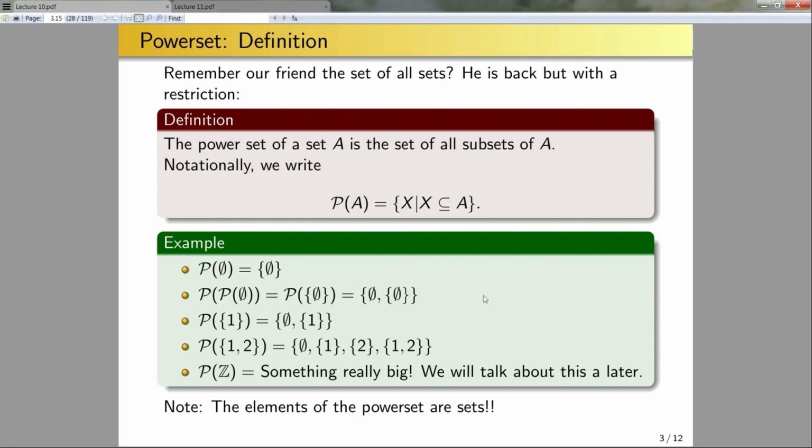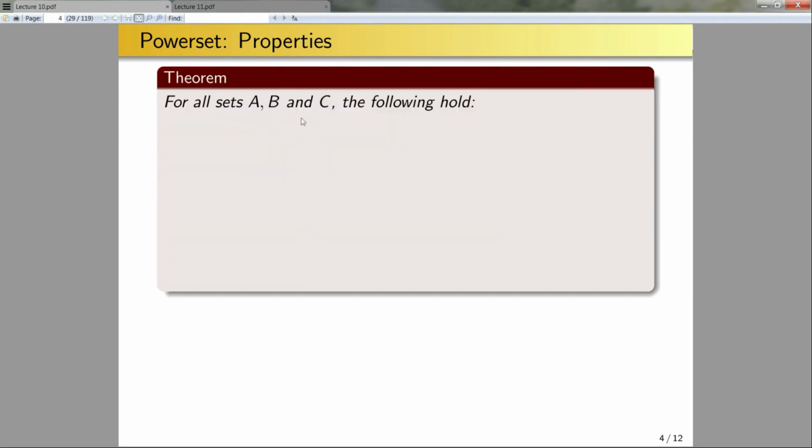For sets A, B, and C, the following hold. So A is an element of the power set of B if and only if A is a subset of B. So explicitly, this is saying that A is a set in the power set of the set B if and only if A as a set is a subset of B.